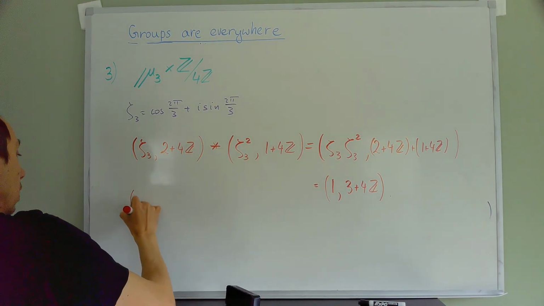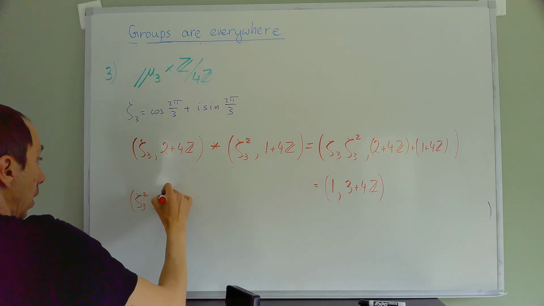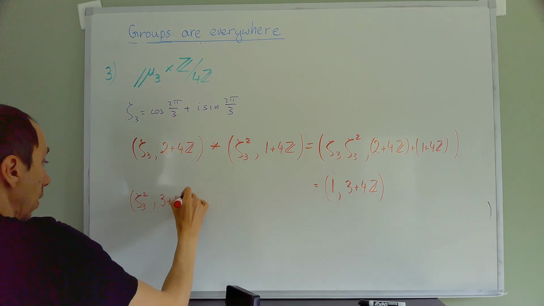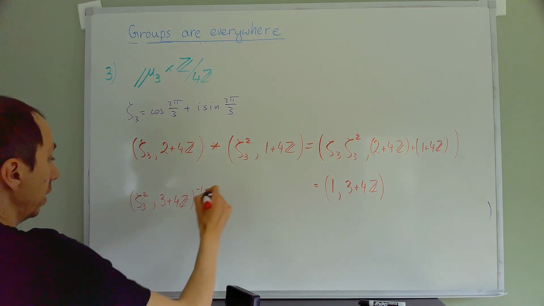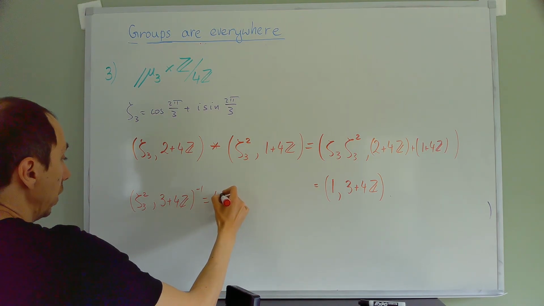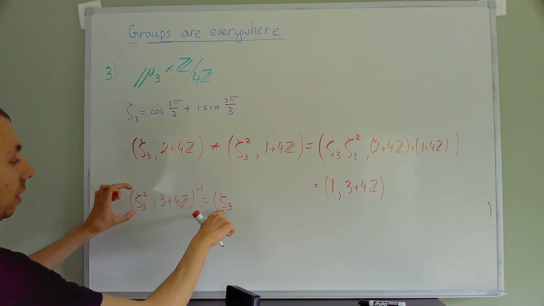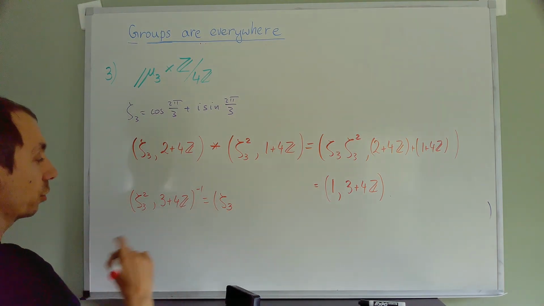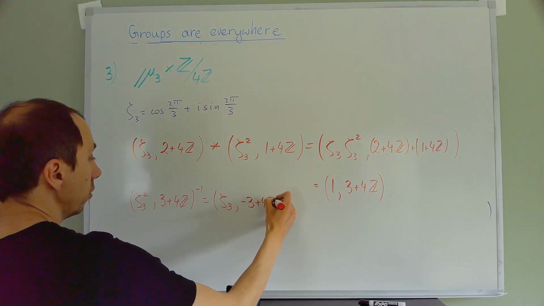What's the inverse of zeta 3 squared, comma 3 plus 4Z? Well, the inverse of zeta 3 squared is zeta 3 to the minus 2, or in other words, zeta 3, because zeta 3 squared times zeta 3 is 1. Remember, on the first coordinate we have multiplication, while on the second coordinate we have addition, so it's just minus 3 plus 4Z.